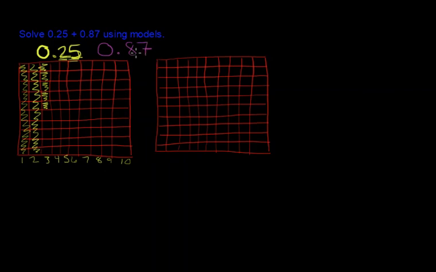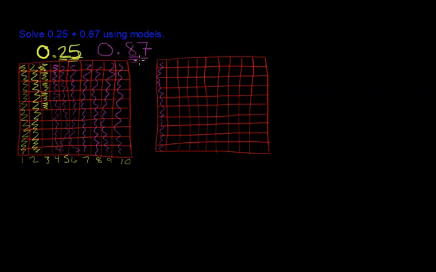Okay, so we have an 8 in the tenths place, which means we need to color in 8 columns. So here's 1, 2, 3, 4, 5, 6, 7, 8. We've now colored in 8 tenths.